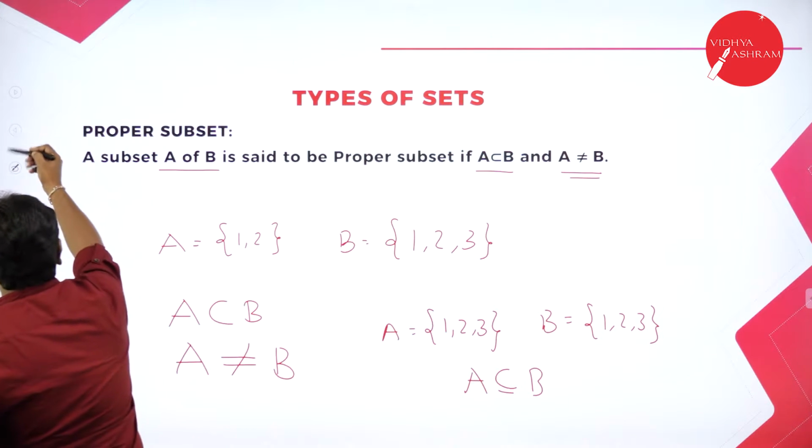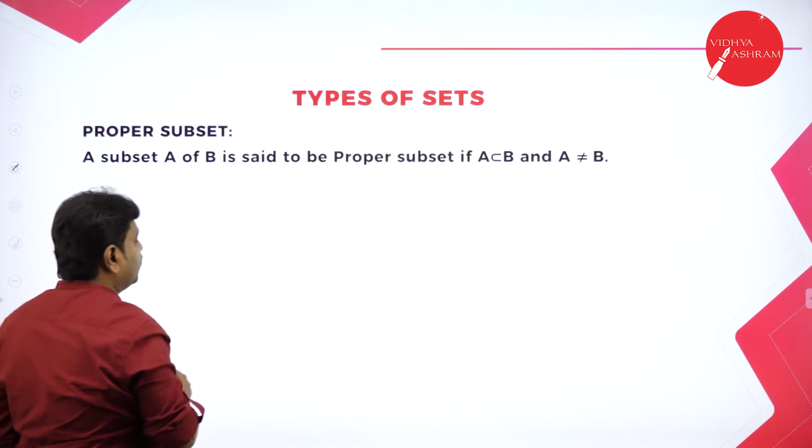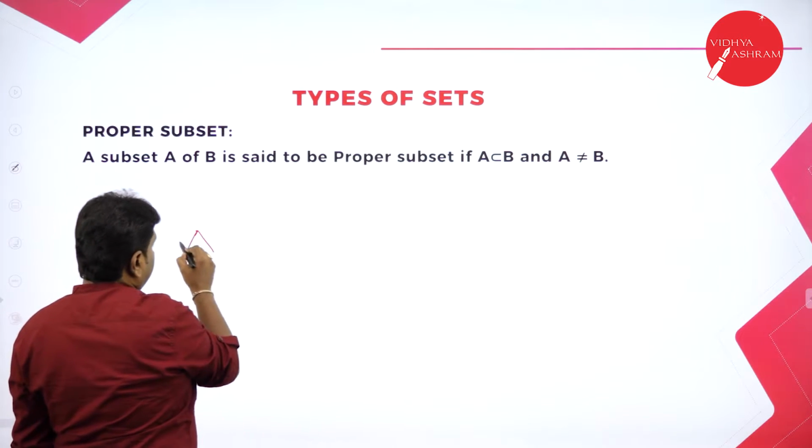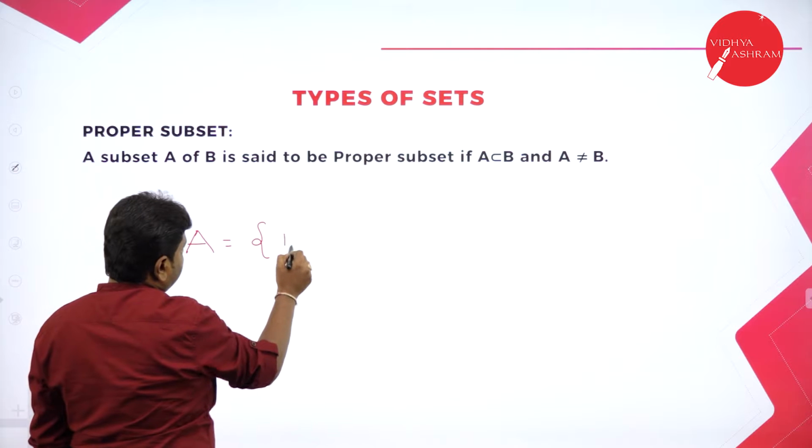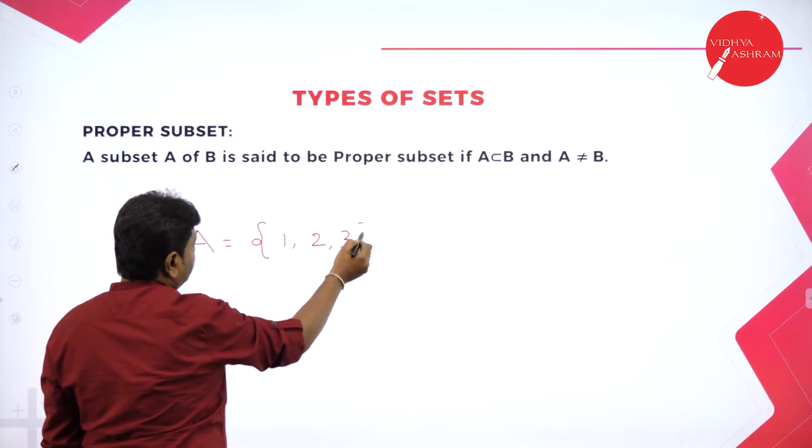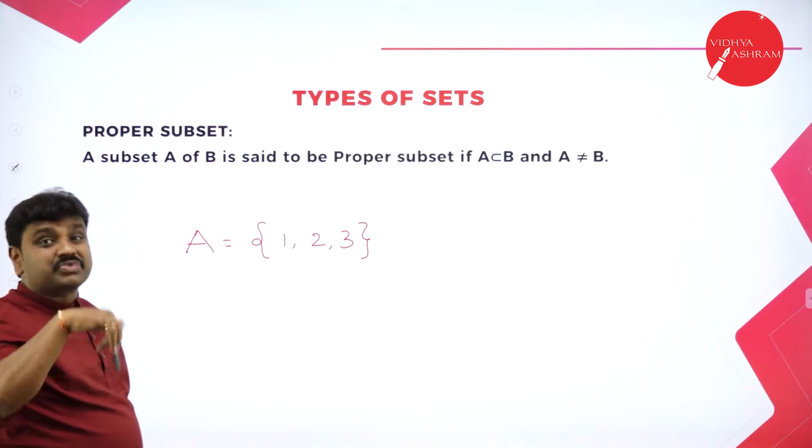So now before we go to this, I'll take one more example. I'll take one set called A. I'll take just 3 elements. How many elements? 3 elements. Now we'll go on writing subsets for this.